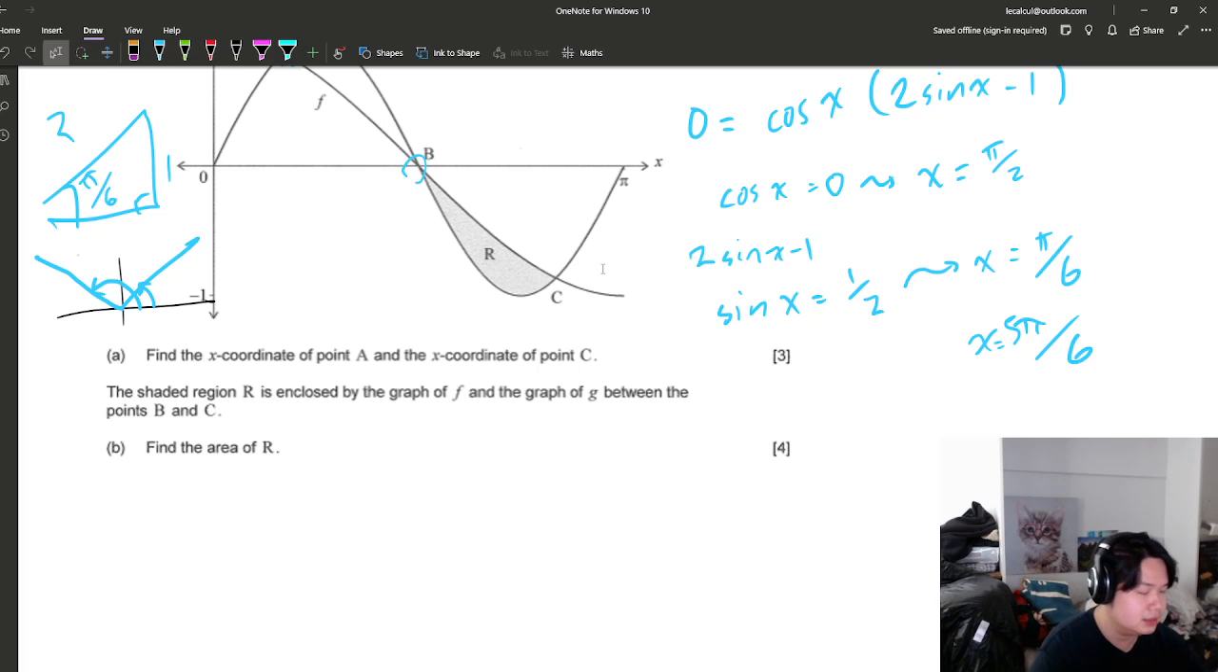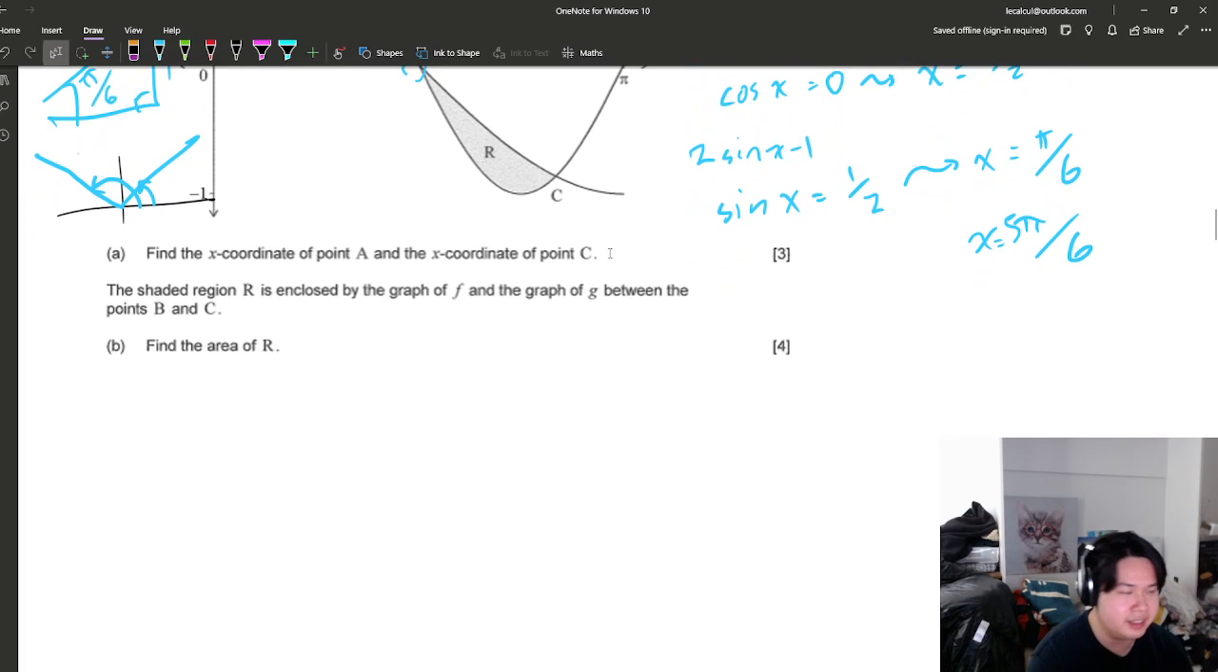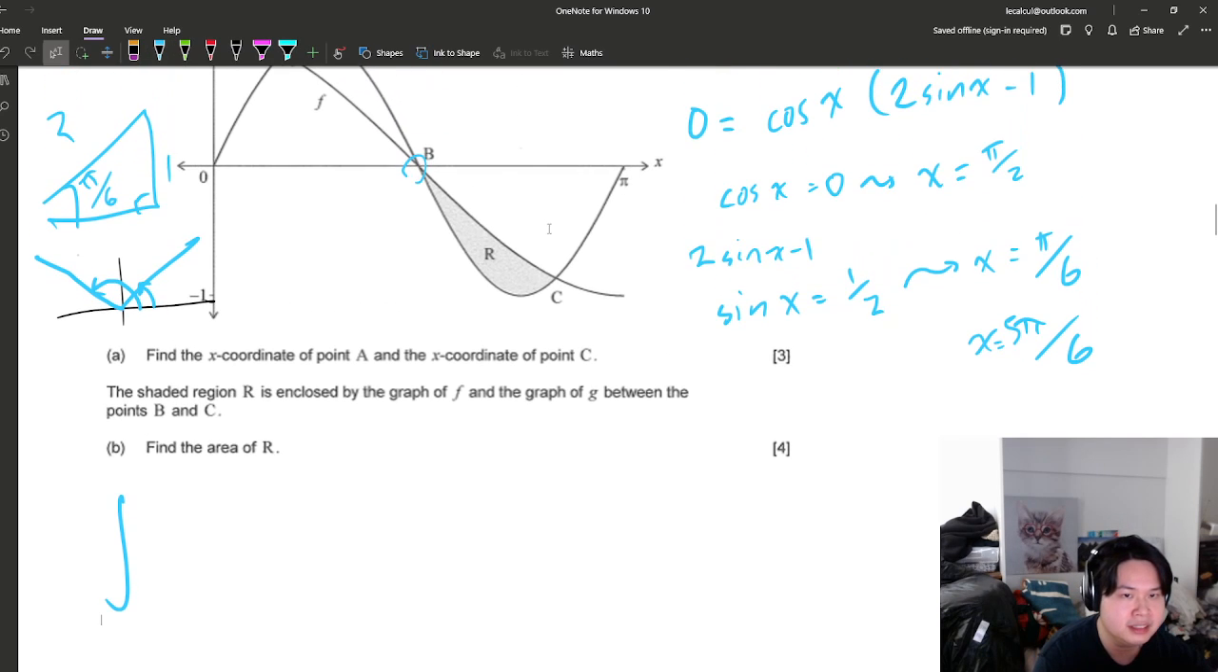Okay. And then find the area of R. Oh man, integrals. Okay. So the area of R is from here to here, from B to C. So they told us what the x value of b is. That's pi over 2. And then this is going to 5 pi over 6.